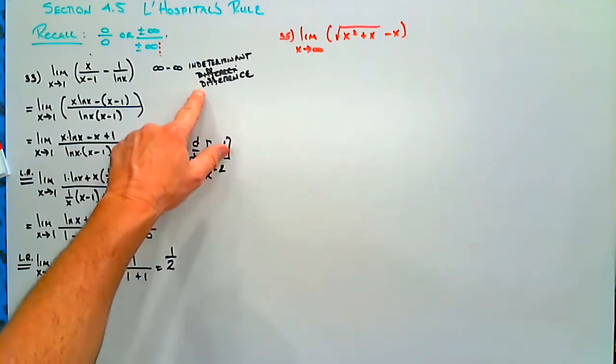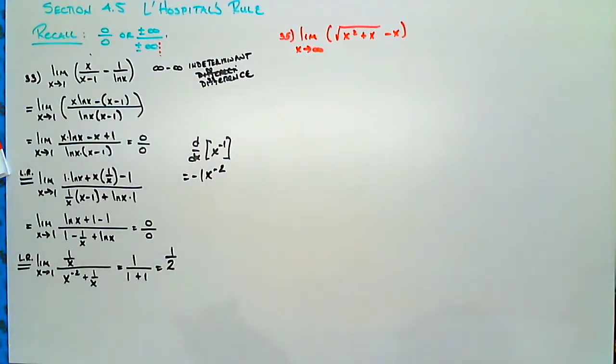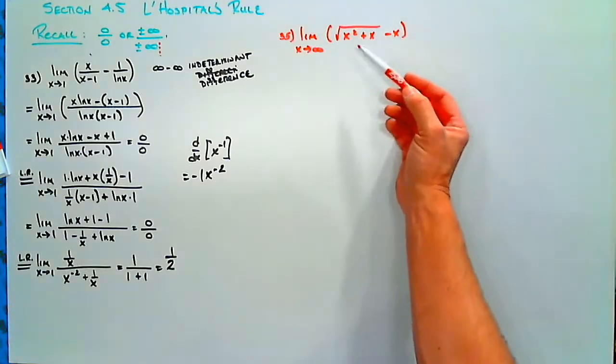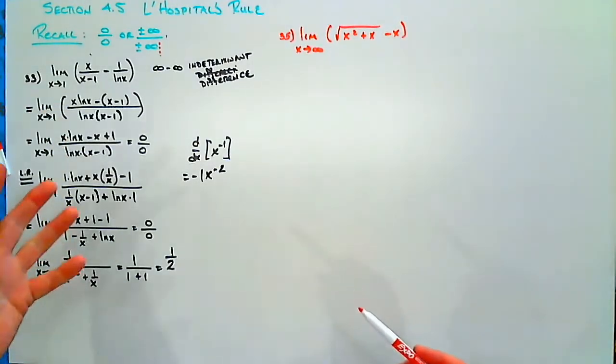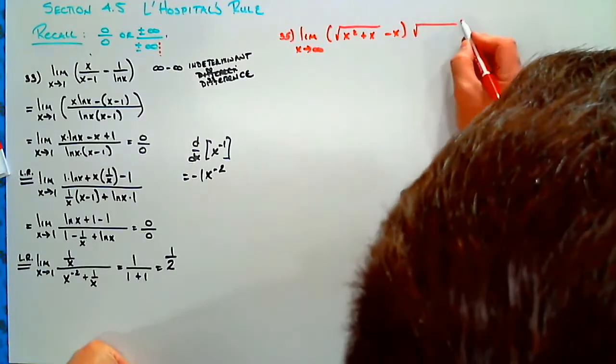It's an indeterminate derivative or an indeterminate difference, depending on which of those two lines you want to read. So what are we going to do? We're not going to get a common denominator like we did in this problem. We're going to go with the conjugate approach here. We're going to multiply the numerator and the denominator by the conjugate.